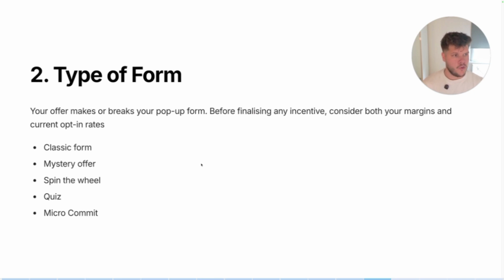So you've got your classic form, which is those ones I've just shown you there. Just the 10% off, things like that. And then you've also got your mystery offer, so you could have a mystery discount that they don't know until they open their email. You could do spin the wheel, where you can get a plugin on Shopify where they spin the wheel and you could get between 5% off and 25% off.